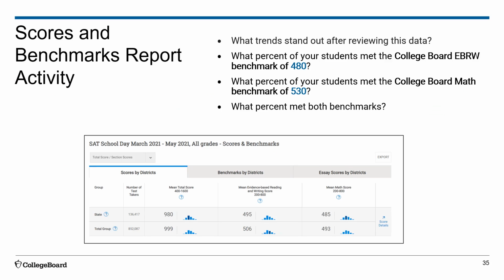Once you've accessed the Scores and Benchmarks report from the K-12 Assessment Reporting Portal, educators can use the following questions to guide their analysis of the SAT scores from the Spring 2021 administration. What trends stand out after reviewing the data? What percentage of your students met the College Board EBRW benchmark of 480? What percent of your students met the College Board Math benchmark of 530? What percent met both benchmarks? Educators can review this data and make actionable plans for this coming school year to support students.